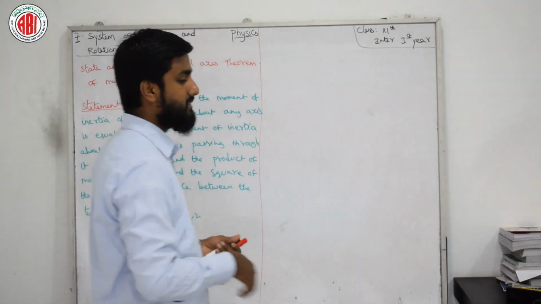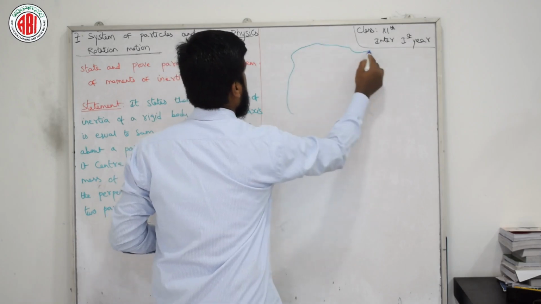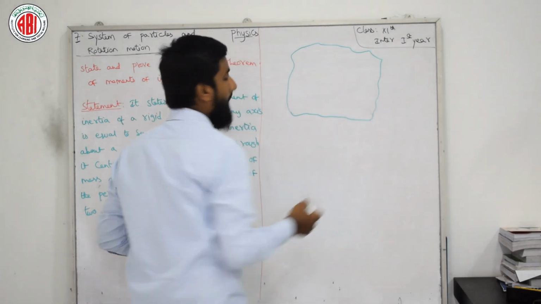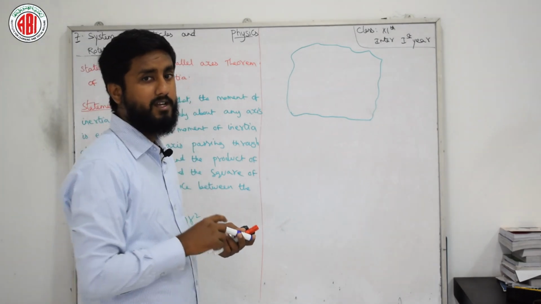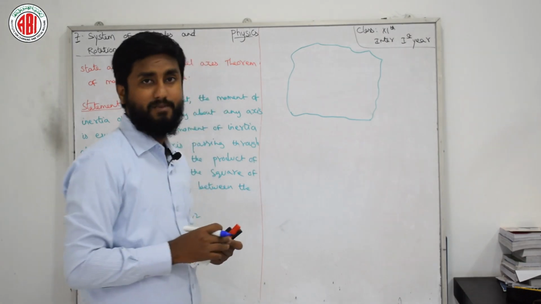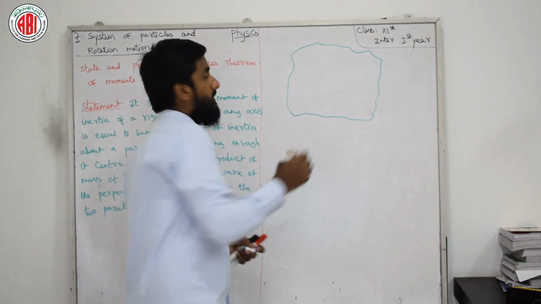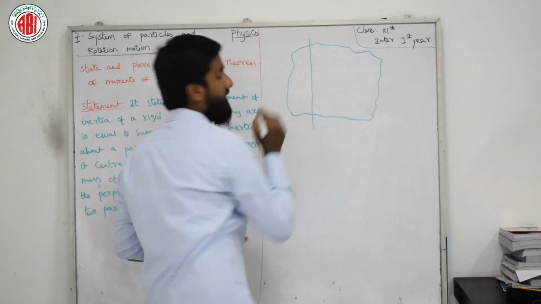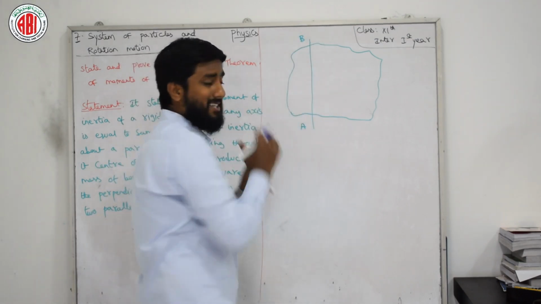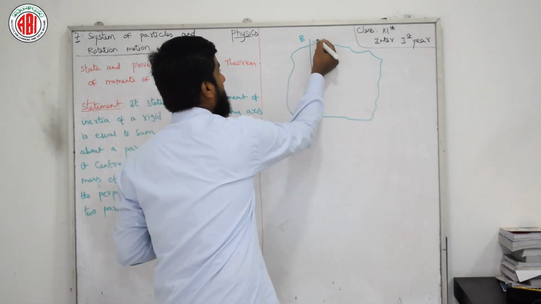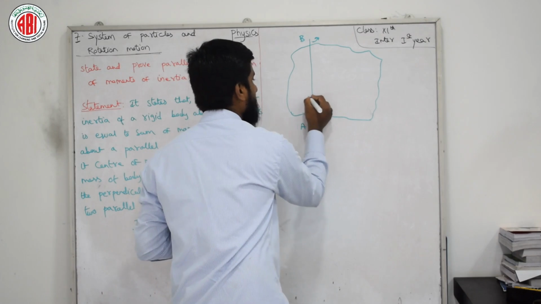For that I am going to consider a plane. In this plane consider a rigid body of mass m, rotating about an axis AB. I am considering this as A, this as B, and it is an axis of rotation passing through a single point, which we can call O.